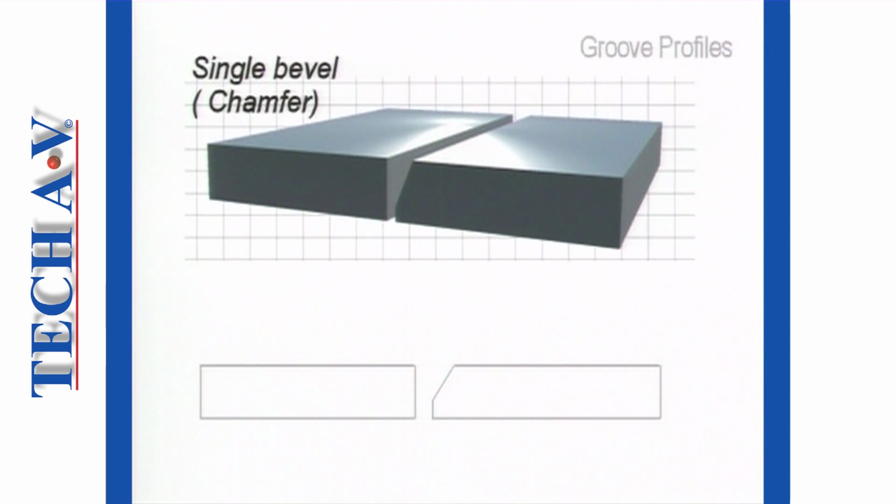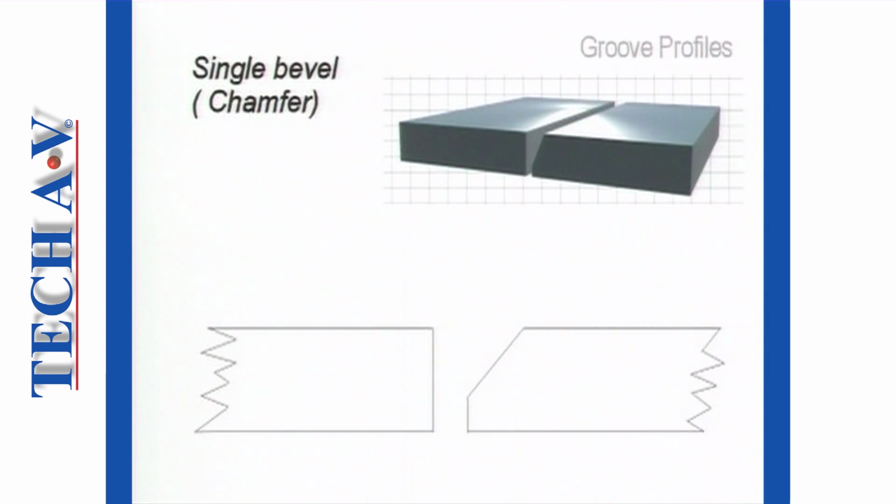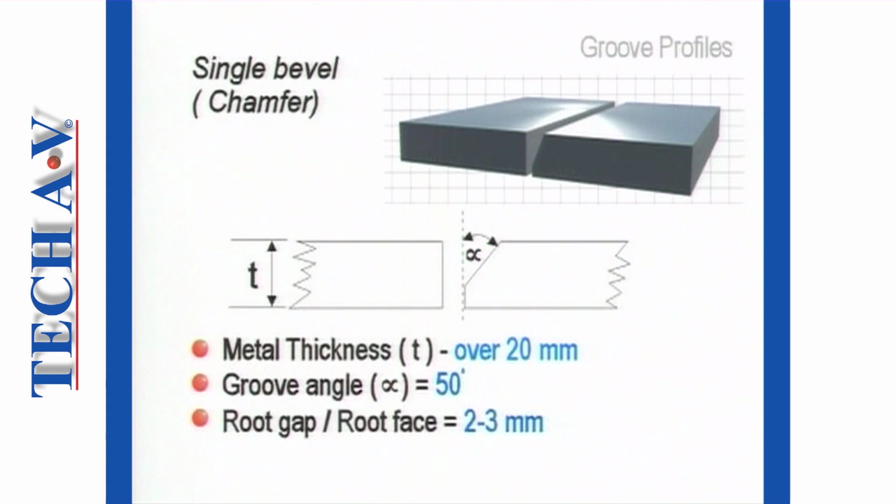The next example we see is called a single bevel, sometimes referred to as a chamfer. The edge of one member is shaped or beveled to a specific angle known as the groove angle. This groove profile is often given to metal plate that is over 20 millimeters in thickness. The groove angle is normally 50 degrees. The root gap and the root face are each set to between 2 and 3 millimeters. Welding is done from one side.